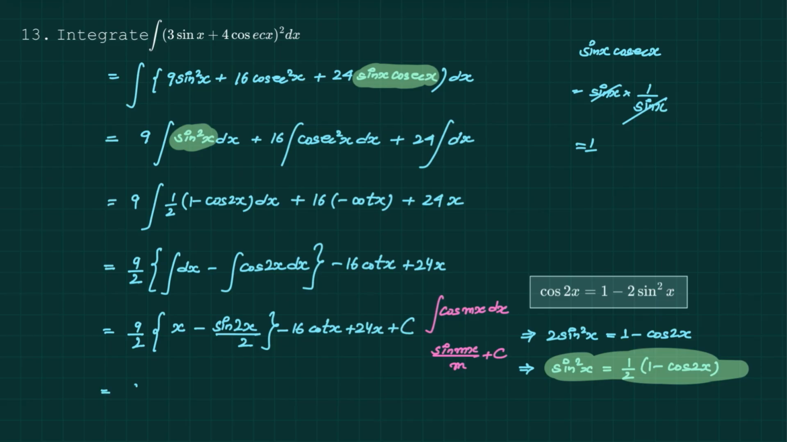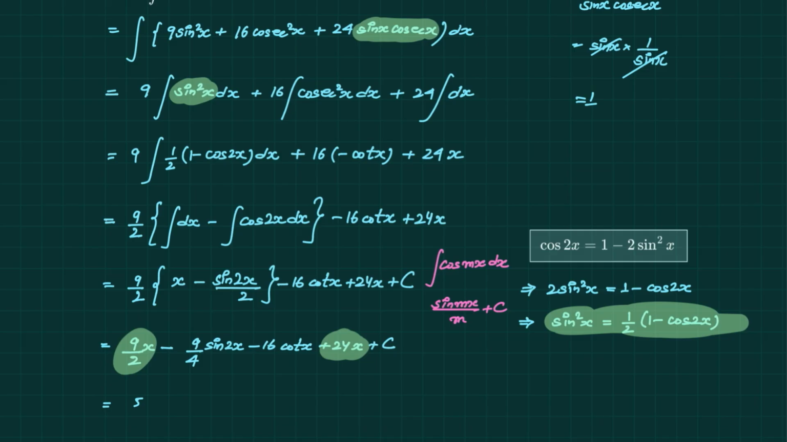So here it will be 9 by 2x minus 9 by 4 sine 2x minus 16 cot x plus 24x plus c. Here you can simplify these two terms, then you will have 57 by 2x minus 9 by 4 sine 2x minus 16 cot x plus c.